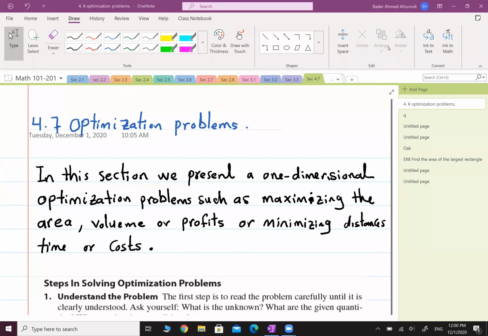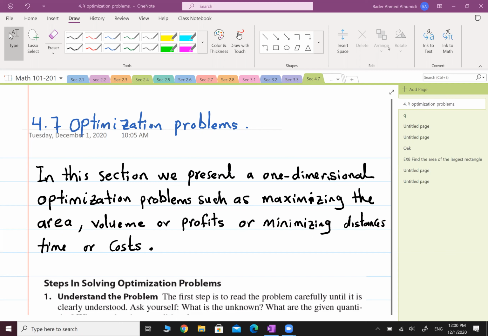Okay, if you remember, we started this chapter 4 by calling it applications for derivative. And we spent some time discussing 4.1 up to 4.5, how to use derivatives to sketch the graph of a given function. In between, we discussed the maximum and minimum values, local values, extreme values, etc. Now, today we have another application for derivative called optimization problems.